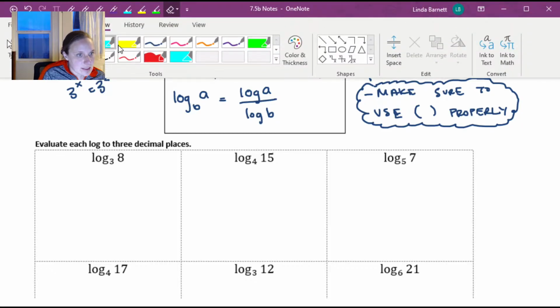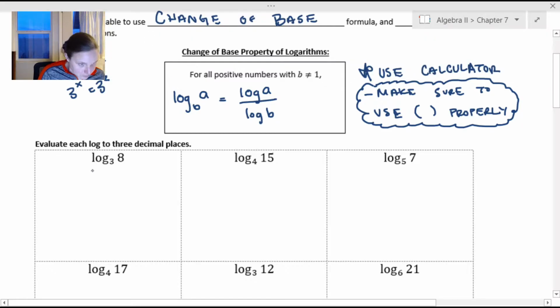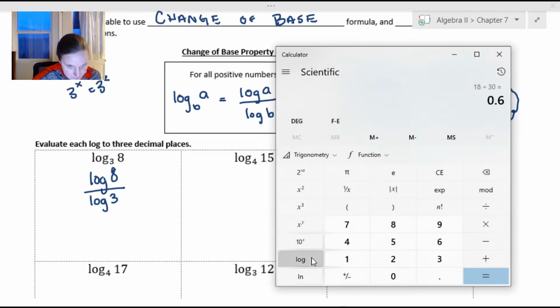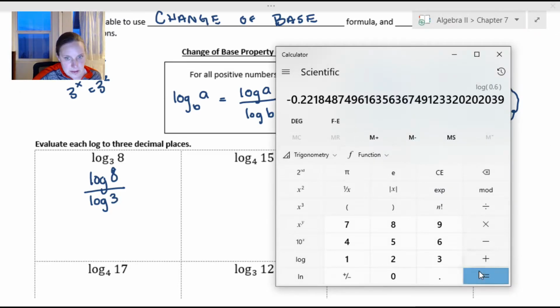So that looks like we're going to do this part on top, log 8, divided by the base, it goes on the bottom, log 3, base, bottom. That sounds about right. And I just got to use a calculator. Oops, so let's do this right.